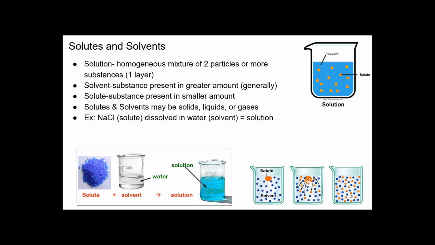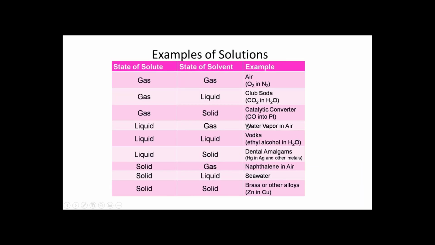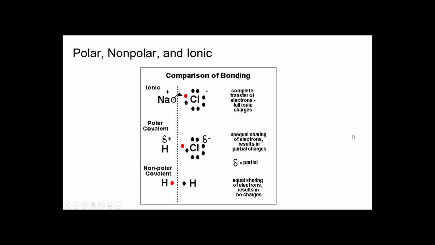A solute is in smaller amount and is dissolved into the solvent, and the solvent and the solute make up a solution. Solutes and solvents can be solids, liquids, and gases. In this case, you can see sodium chloride. These are salt crystals, and they get dissolved into the solvent, and now we would have a sodium chloride solution. There are examples here of gases, liquids, and solids, and a solvent that they are dissolved in. Not going to go too much into this.